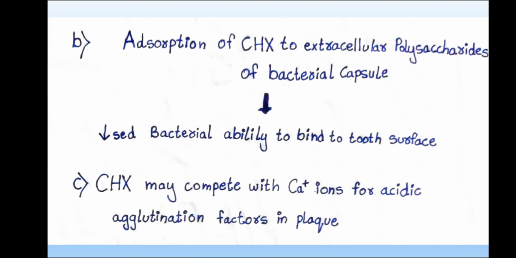Number two, absorption of chlorhexidine to extracellular polysaccharides of the bacterial capsule leads to decreased bacterial ability to bind to the tooth surface. Number three, chlorhexidine may compete with calcium ions for acidic agglutination factors in plaque, hence preventing plaque formation.